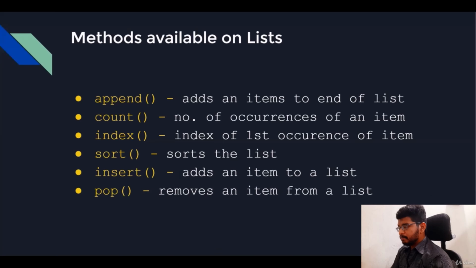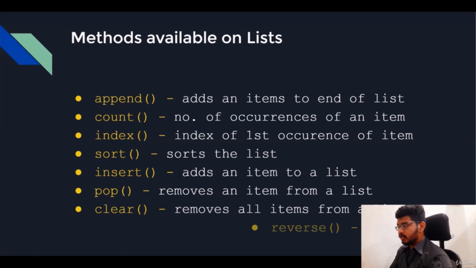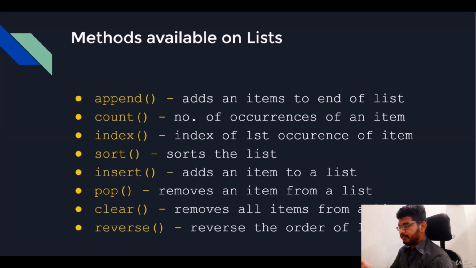Similar to insert, pop also removes an item from a list. When we give an index, it will remove the item at that particular index. And there is clear. This removes all the items in a list. Whenever we want to remove all the items in a list, we can use the clear method. And then there is reverse. It will reverse the order of a list. Like if I have elements from 1 to 10 in a list, if I use reverse, it will become 10 to 1.